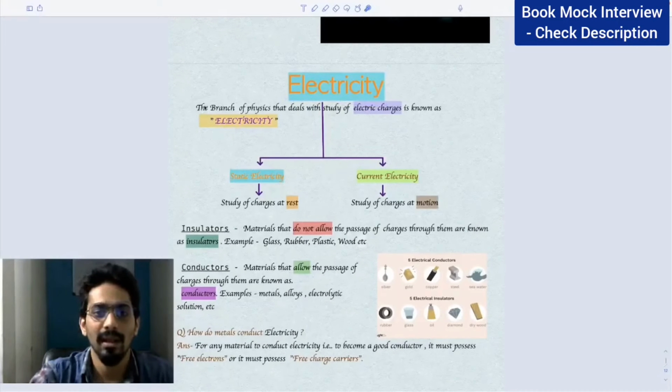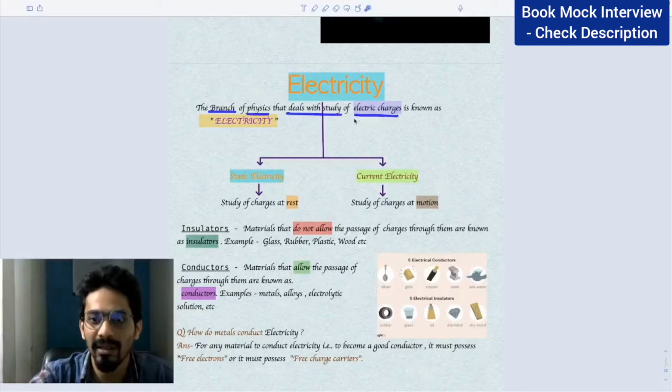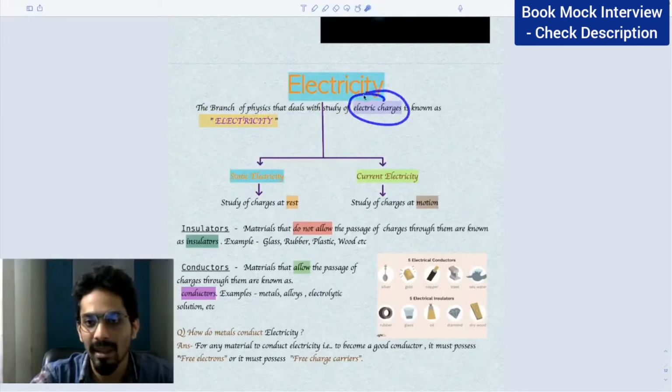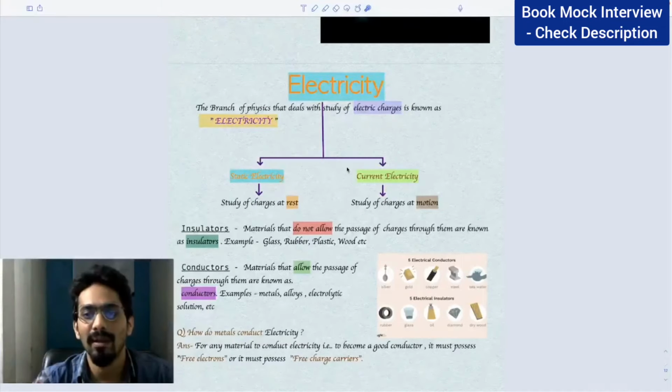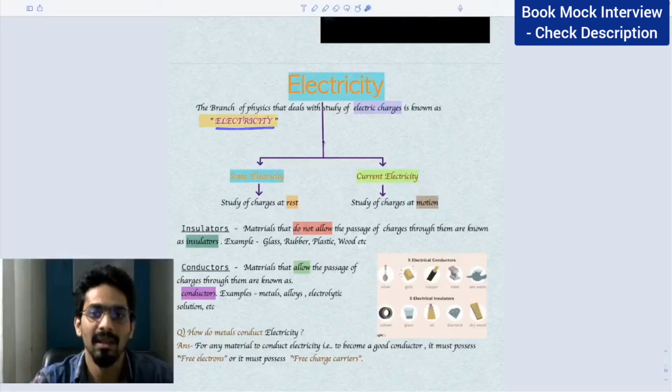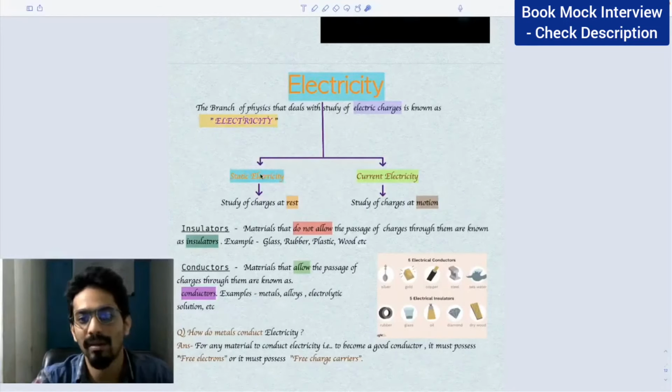What is electricity? The branch of physics that deals with the study of electric charges. That means we'll be studying electric charges, and this study will be known as electricity. This electricity is divided into two parts. The first is static electricity and the second is current electricity.